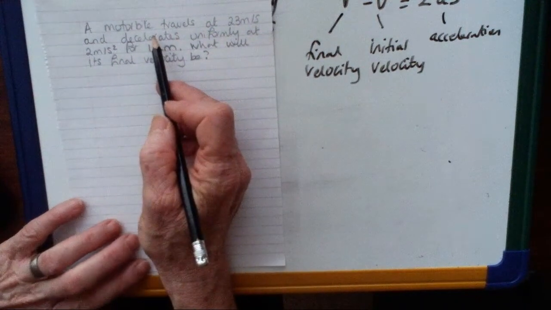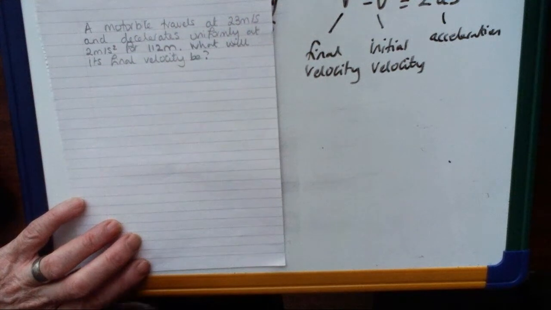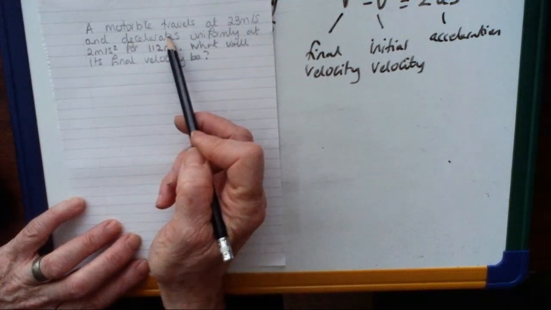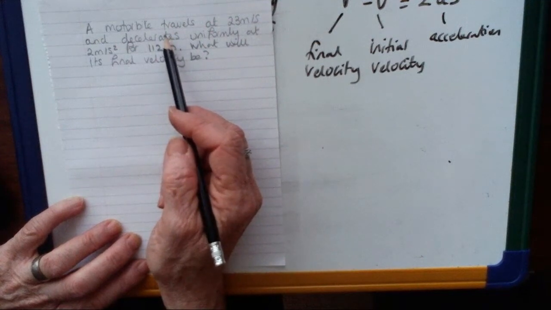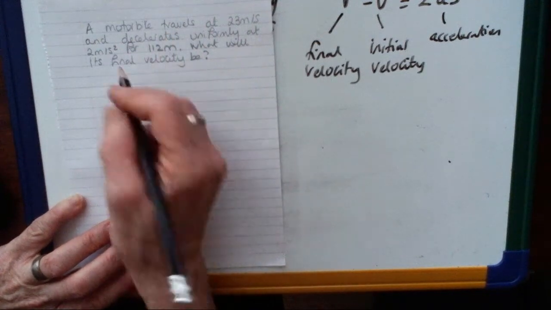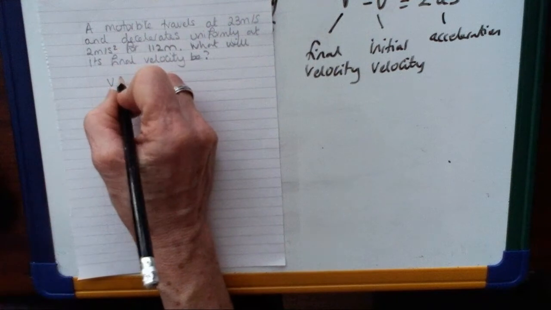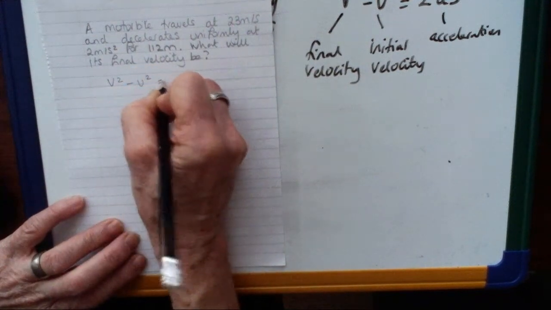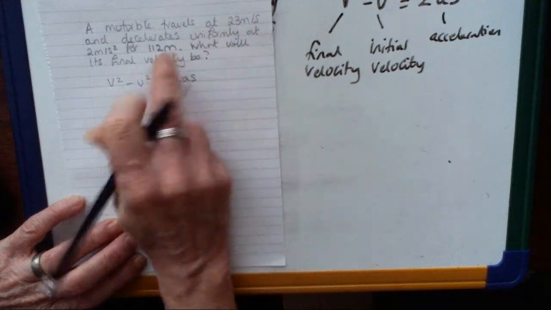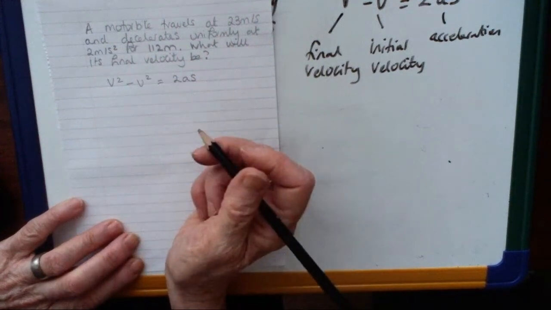Okay, alright, so let's do a similar question just to practice that. And this one is an interesting one because here we've got something decelerating, and deceleration of course is a negative acceleration. So let's work through this one. So v squared minus u squared equals 2as. We're actually still going to work out the final velocity here.